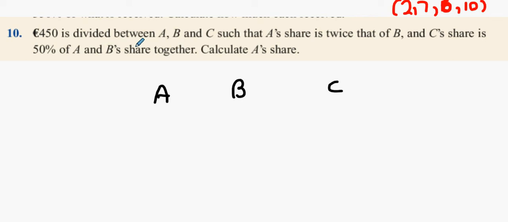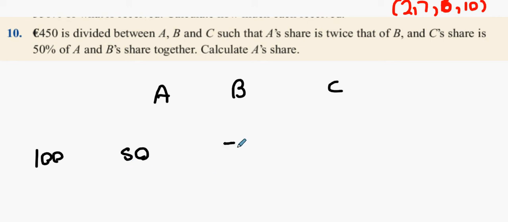Okay. Can anybody make out who's the smallest? Yeah. C is the smallest. I'll explain why. Let's just take a token number, right? Let's make up some numbers for them, right? If A was €100, B would have to be 50. C's share is 50% of A and B's together. Oh, wait a minute. What's 100 plus 50? 150. And then C would be 75, wouldn't it?